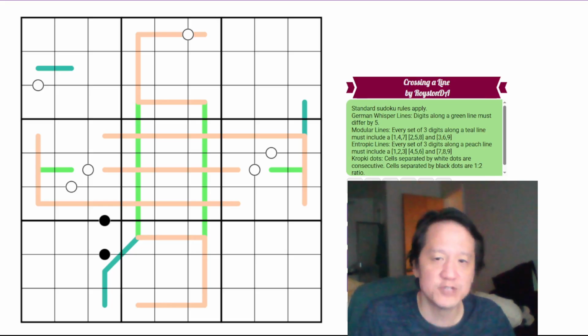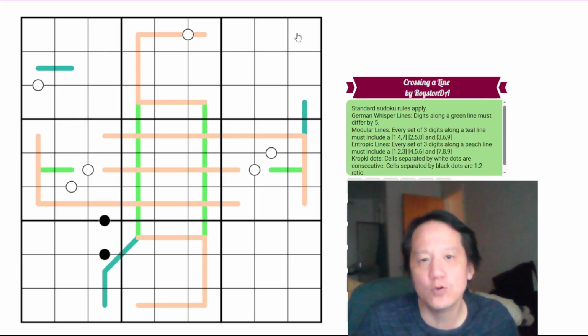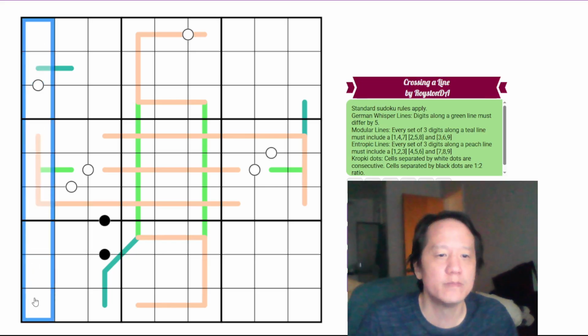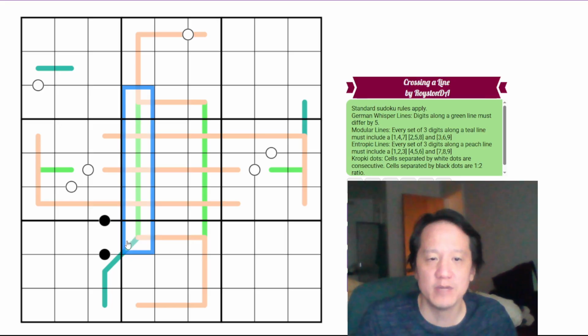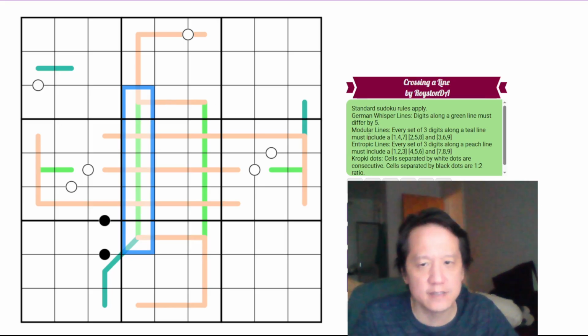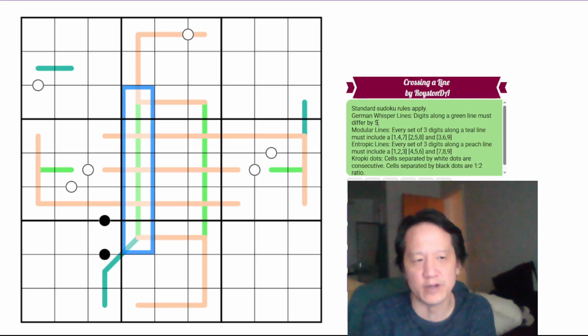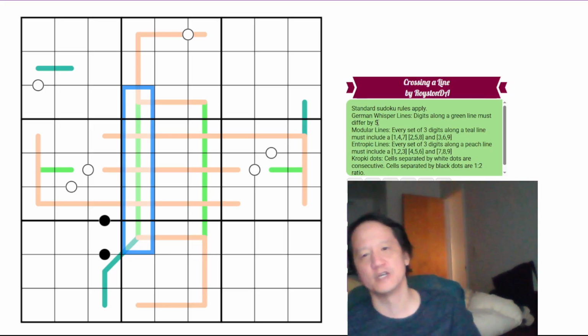We have standard Sudoku rules apply, which means in every cell in the grid, place a single digit from 1 through 9 such that there are no repeats in any row, column, or designated 9-cell region. We also have German whisper lines, where digits along the green line must differ by at least 5. It has to be at least 5, it cannot just be by 5. So that's a little typo there. Just make sure you fix that for the rule set.